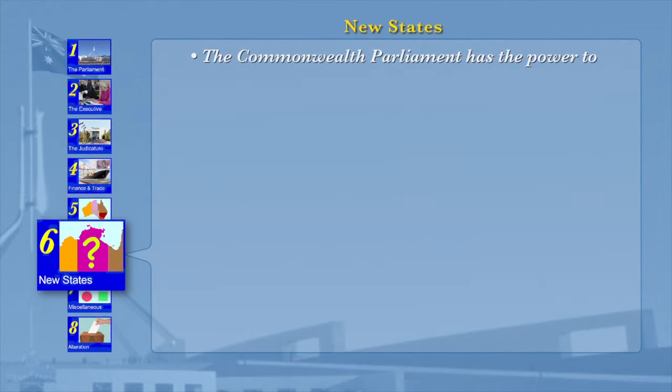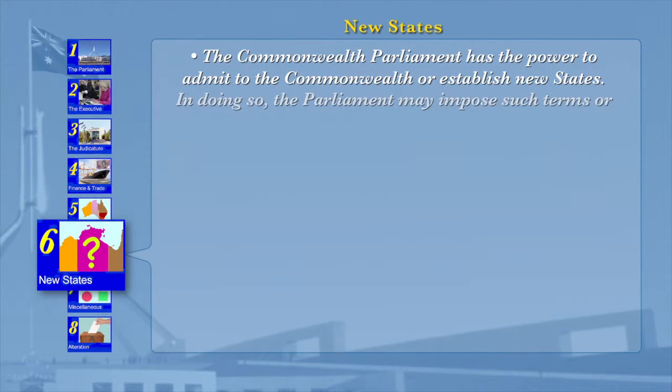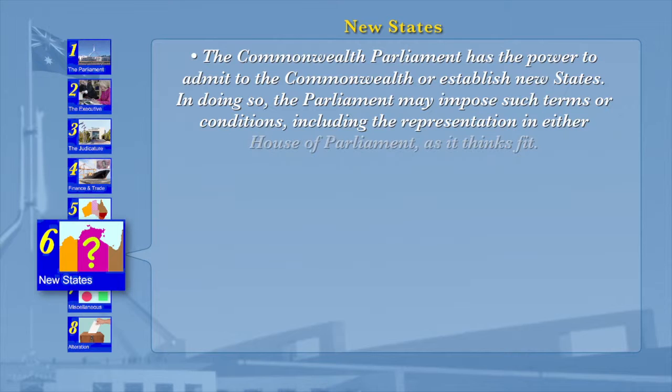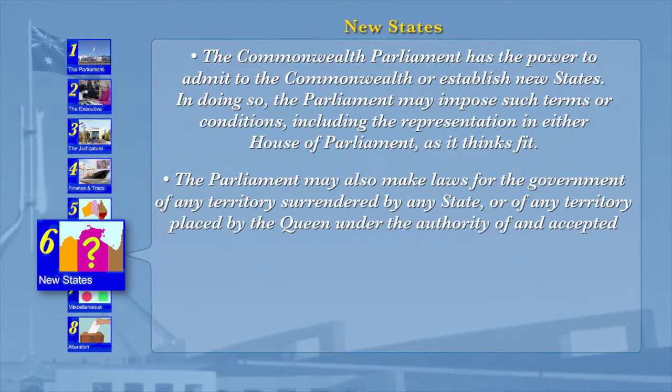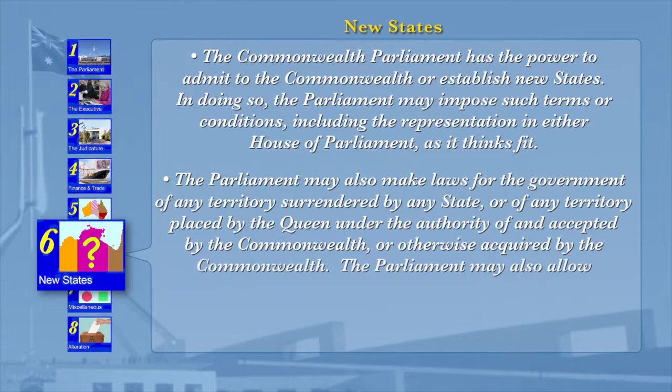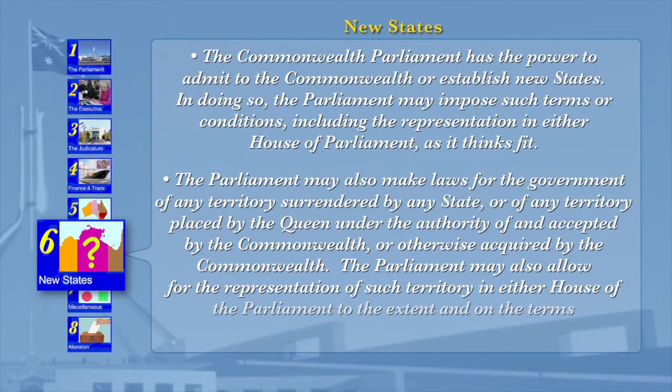The Commonwealth Parliament has the power to admit to the Commonwealth or establish new states. In doing so, the Parliament may impose such terms and conditions, including the representation in either House of Parliament, as it thinks fit. The Parliament may also make laws for the government of any territory surrendered by any state, or of any territory placed by the Queen under the authority of and accepted by the Commonwealth, or otherwise acquired by the Commonwealth. The Parliament may also allow for the representation of such territory in either House of the Parliament to the extent and on the terms which it thinks fit.